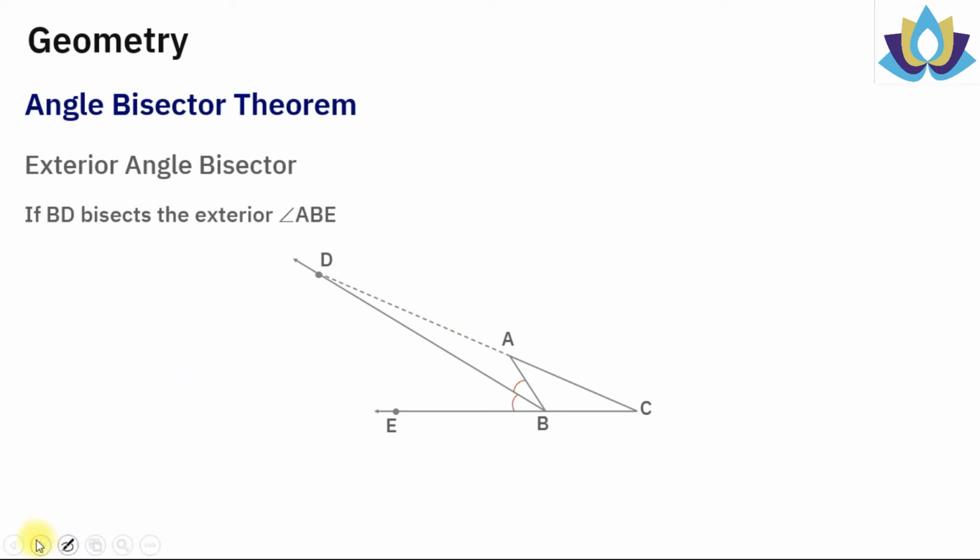And in that case, the exterior angle theorem will be written like this: AB upon BC is equal to AD upon DC. Now, how to remember this? How to connect this with your interior angle theorem?